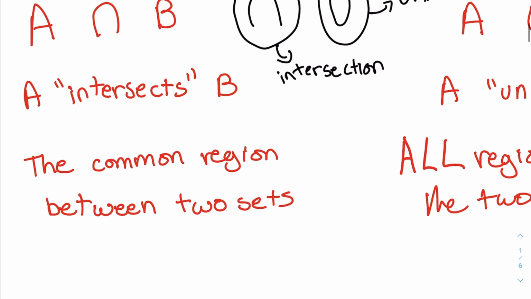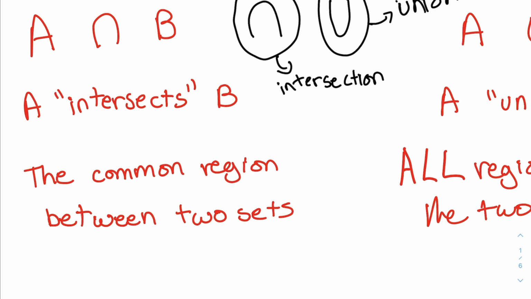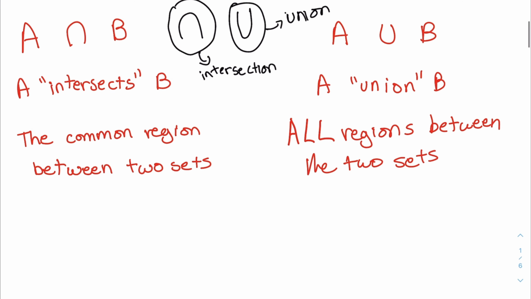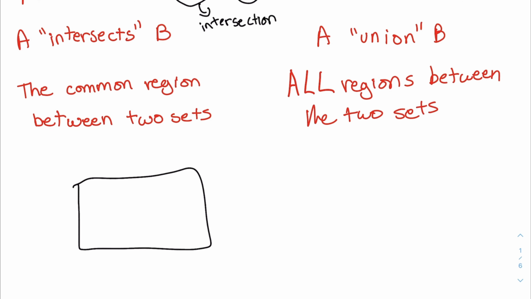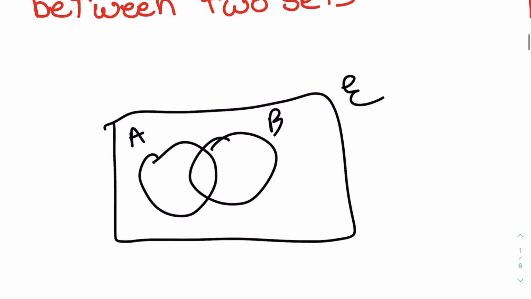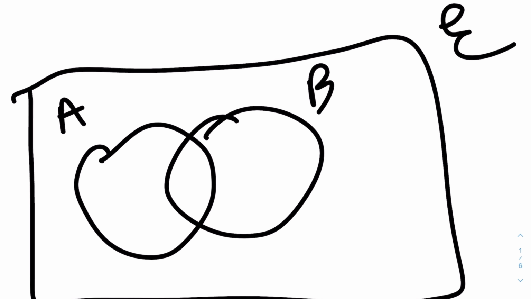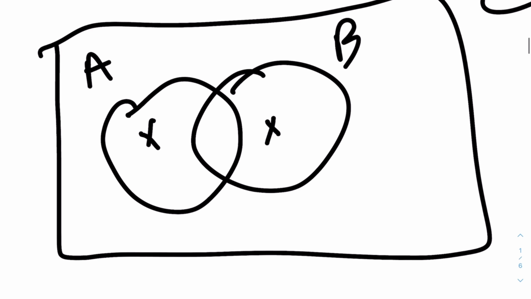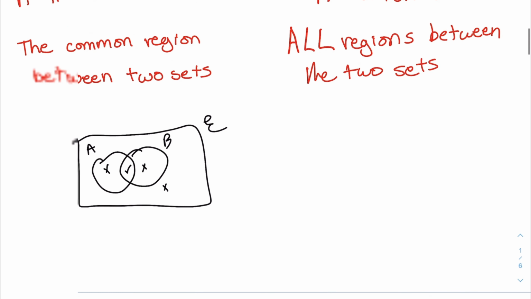For an intersection, it's basically the common region between two sets. For example, if we have in a rectangle, in a universal set, set A and set B, what is the common region between them? It is not this. It's not this as well. It's not even this. It's actually this, because they intersect. These two sets intersect with each other and they share a common region. That's basically it. It's straightforward.